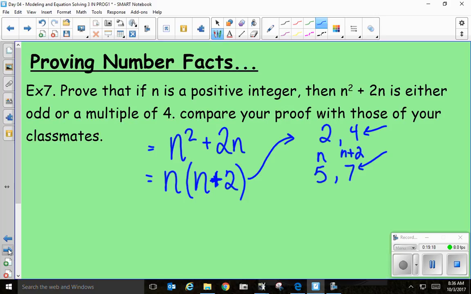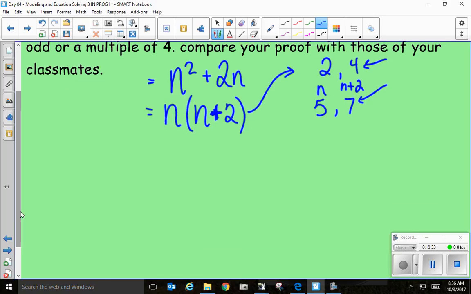Every time I add 2, if I have an even number and I add 2, it's going to stay even: 2, 4, 6, 8, 10. If I pick an odd number, 1, it's going to stay odd if I add 2 to it: 1, 3, 5, 7, 9, and so forth. So we have 2 situations: if n is odd versus if n is even.